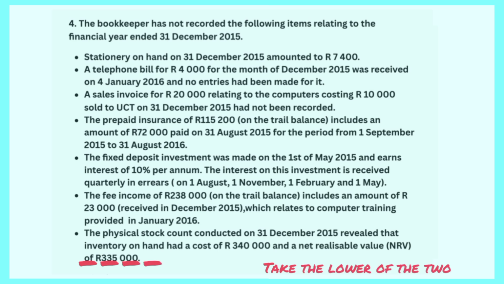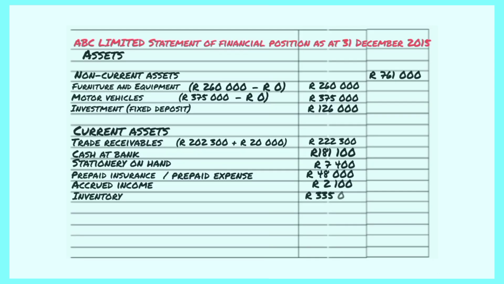Okay. We have closing inventory of 335,000. Write it down. Done with current assets. Let us total this as well.